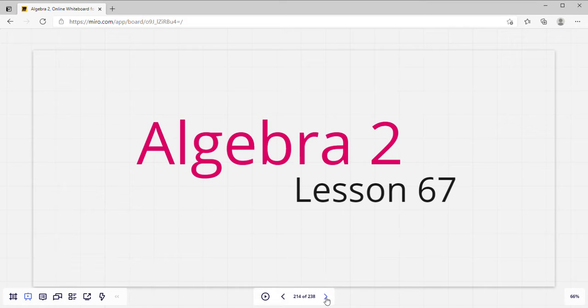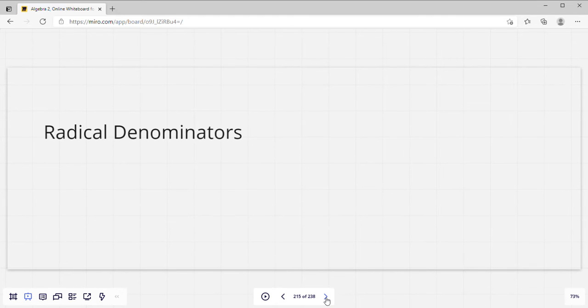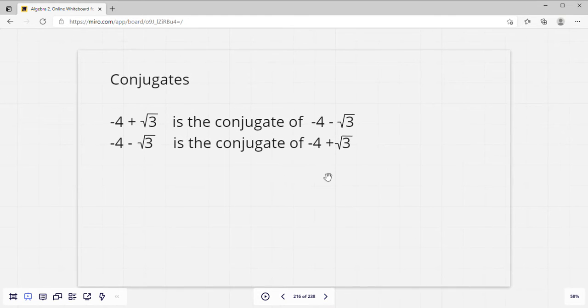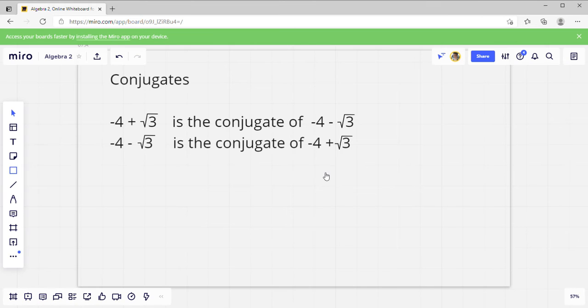This is Algebra 2, Lesson 67, and this lesson covers radical denominators. Alright, so the first thing we need to look at is conjugates, and we've already gone over this. This will be a quick review of what a conjugate is.